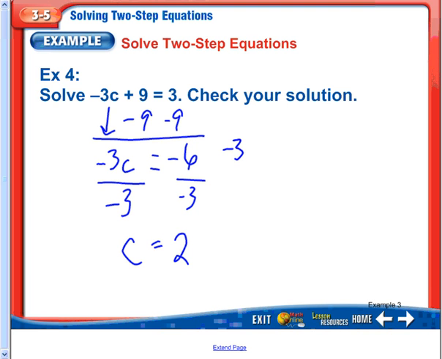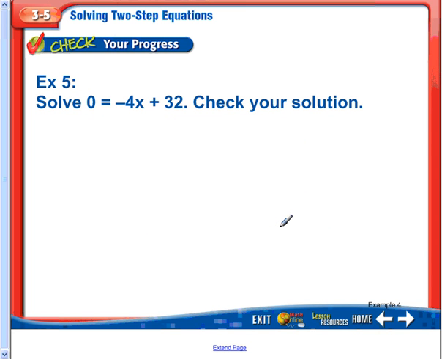I'll check my solution by using the value of c in the original equation. Negative 3 times 2 plus 9 equals 3. Order of operations, I need to do my multiplication first. Negative 3 times 2 will give me a negative 6 plus 9 equals 3. If I owe 6 and have 9, I will have 3. And my solution works.